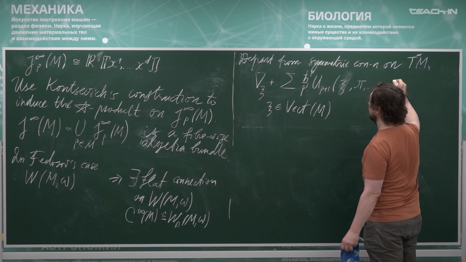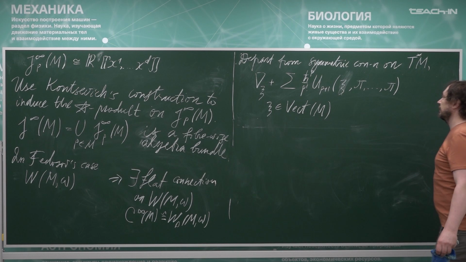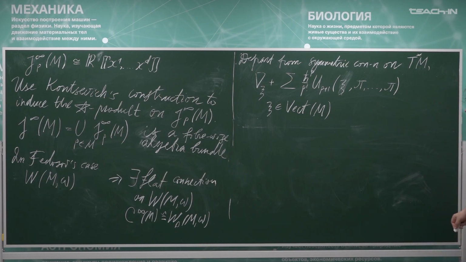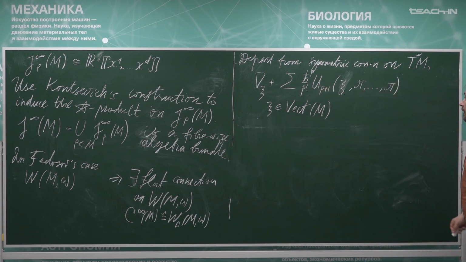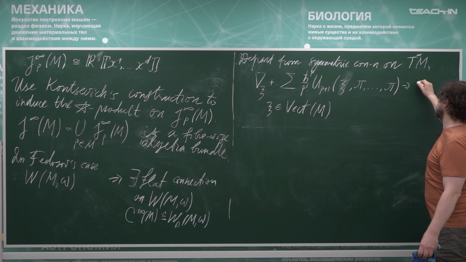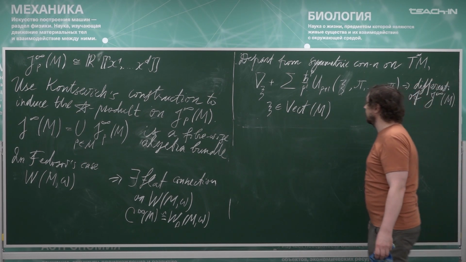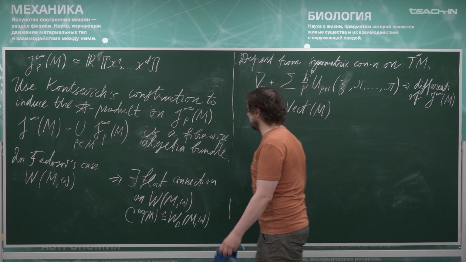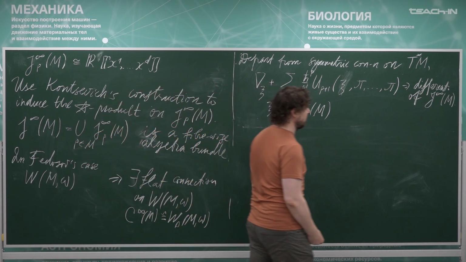You do this fiber-wise, so you don't care about the global or local properties of U_p. Right, and then it gives you the differentiation of j infinity of M, and beginning with this you can do the standard trick of Fedosov to get a flat connection out of this.